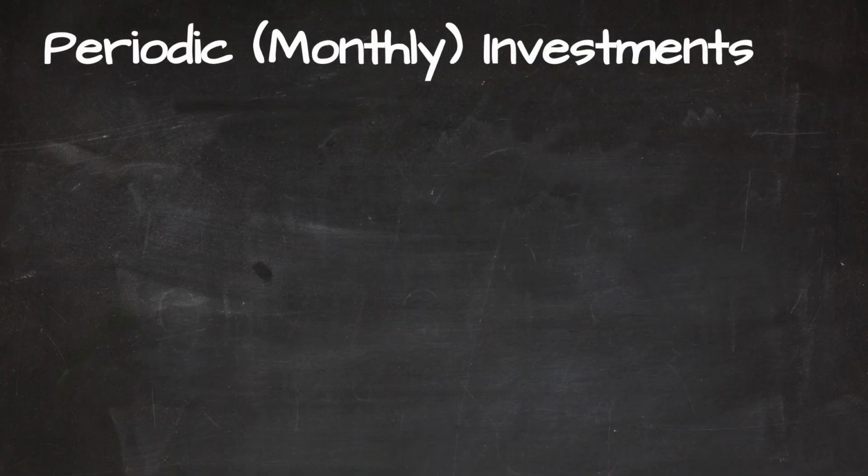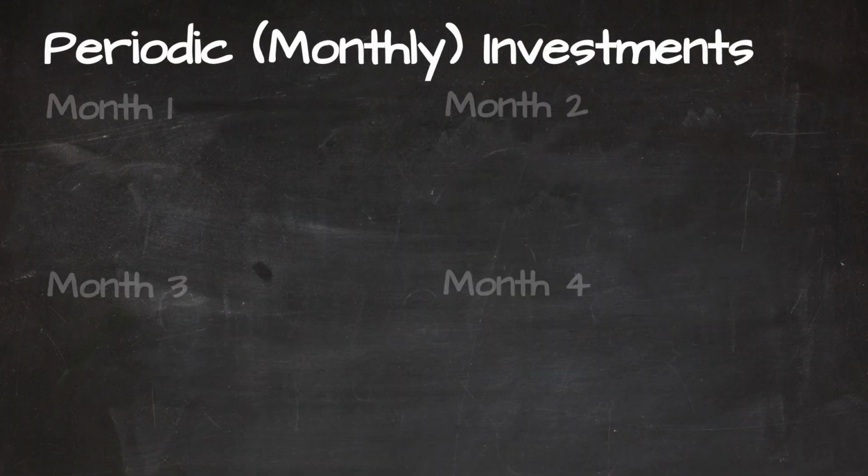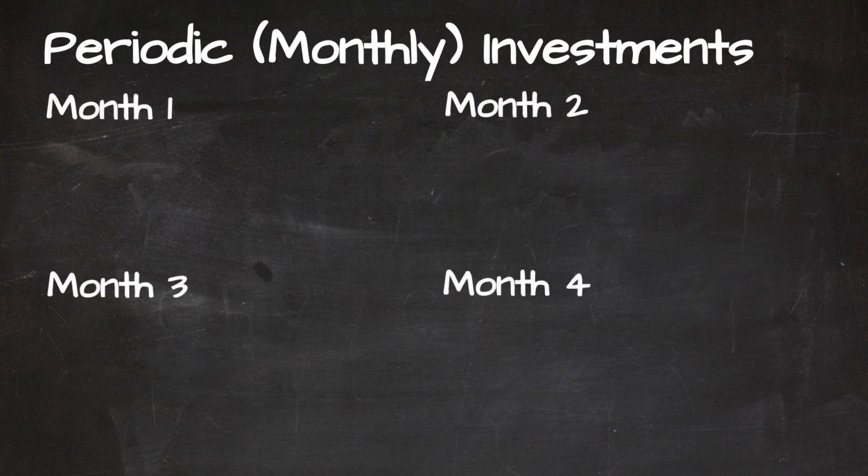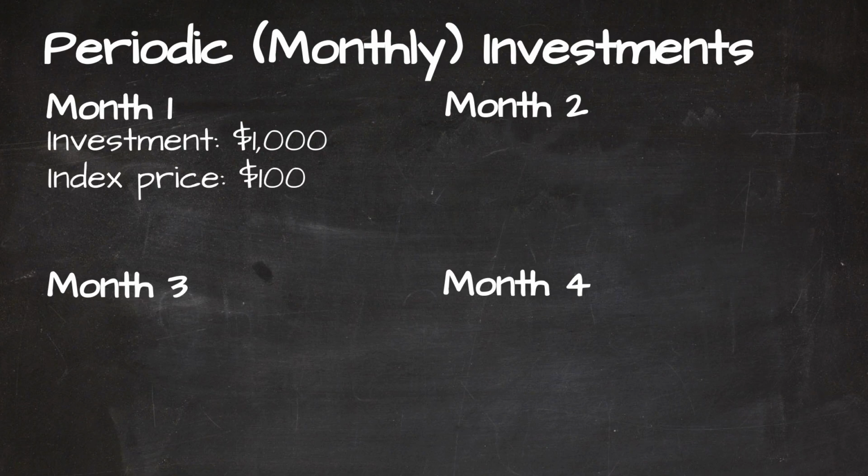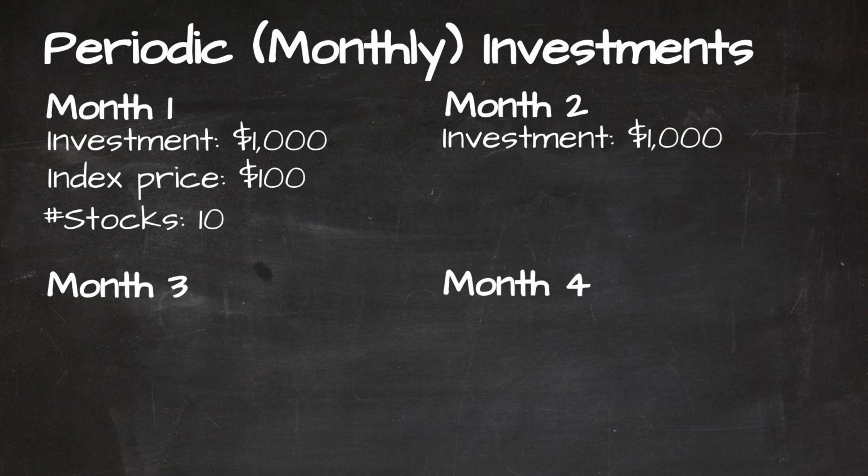So why is periodic investing so beneficial? Here an example. Let's say each month you want to invest $1,000. Let's say the index has a value of 100. In that case, you can buy 10 stocks. In the second month, you still want to make the investment of 1,000. The index price has now increased to 200. That means you can only buy 5 stocks.